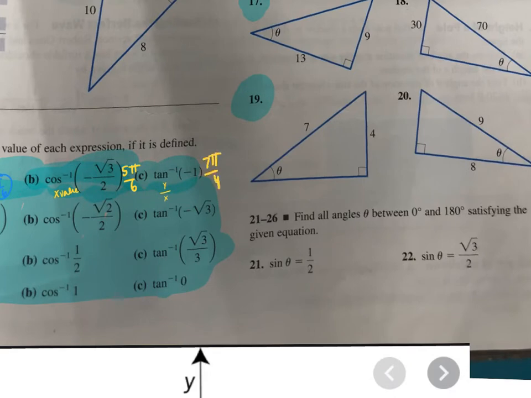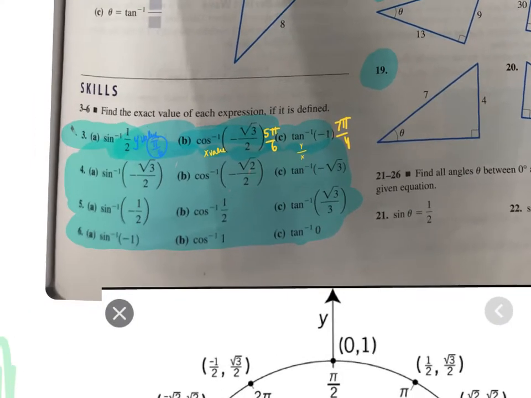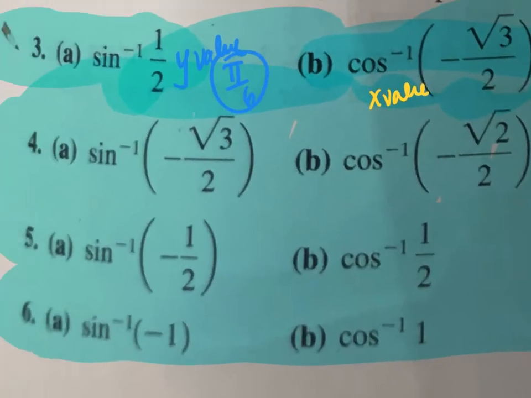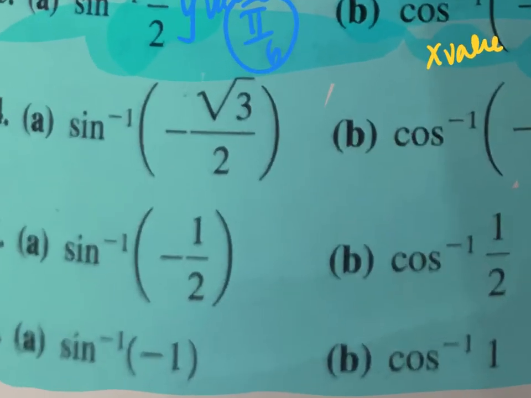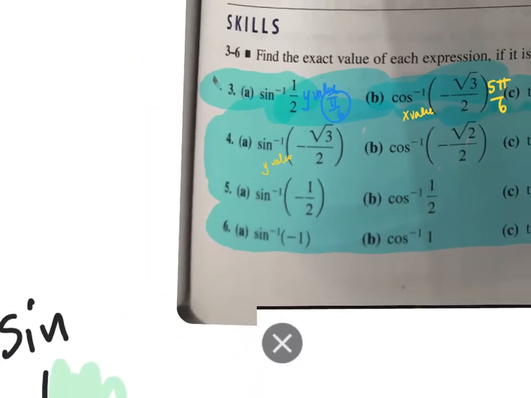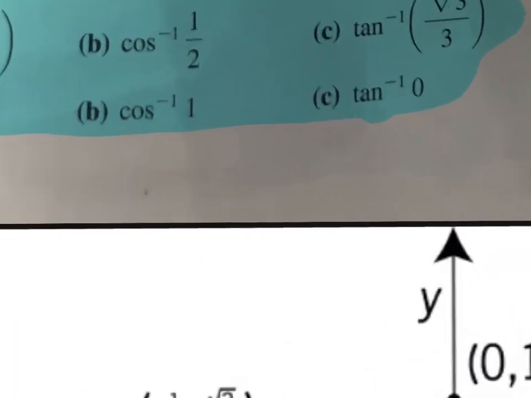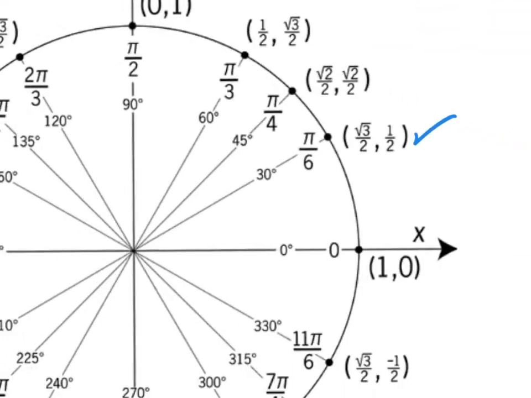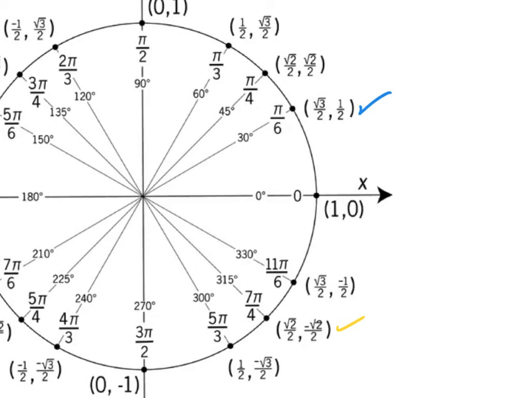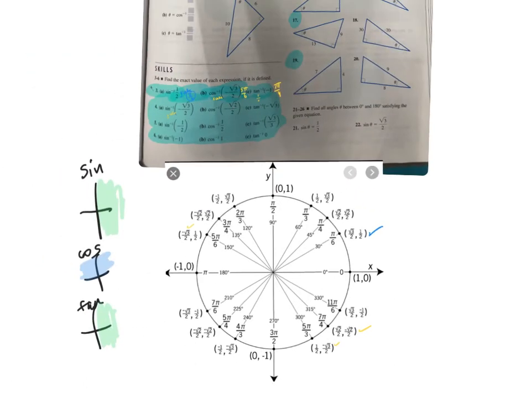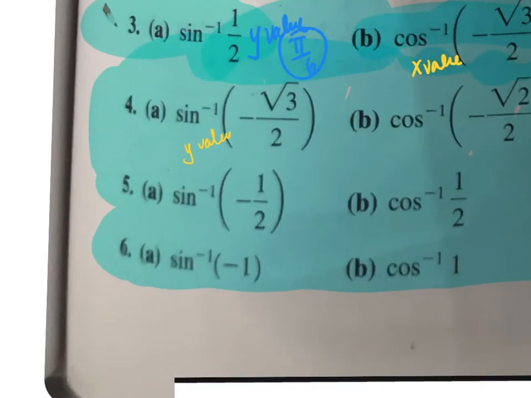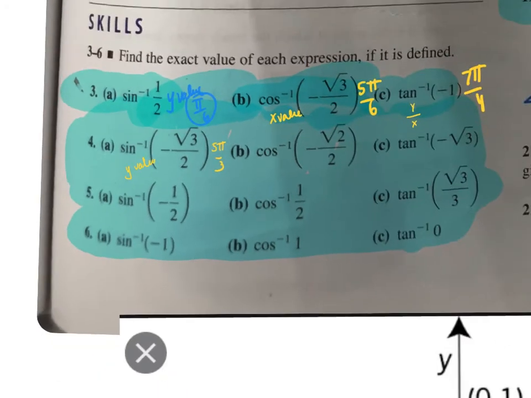All right. So again, like if they asked you for the sine value to be negative root 3 over 2. Well, sine is y, remember. So I look on my unit circle. Sine, I can only look in first and fourth. So where on the unit circle is my y value negative root 3 over 2? Well, y being negative root 3 over 2 is right here at 5 pi over 3. Everybody with me?